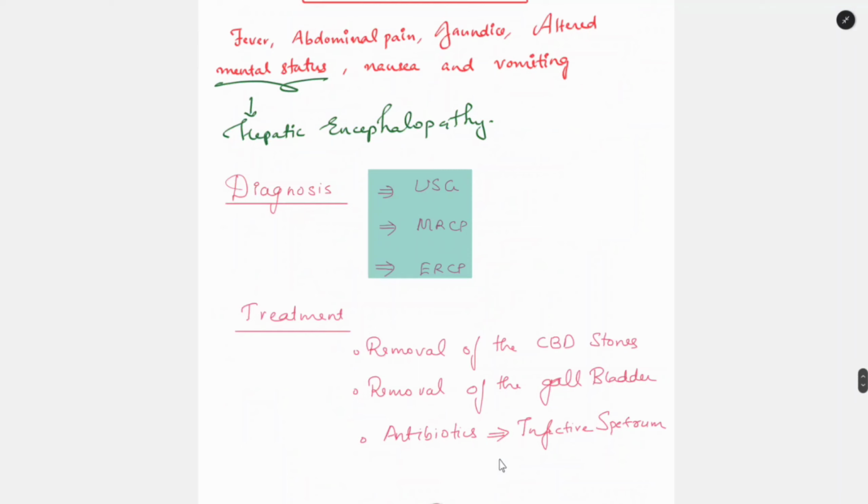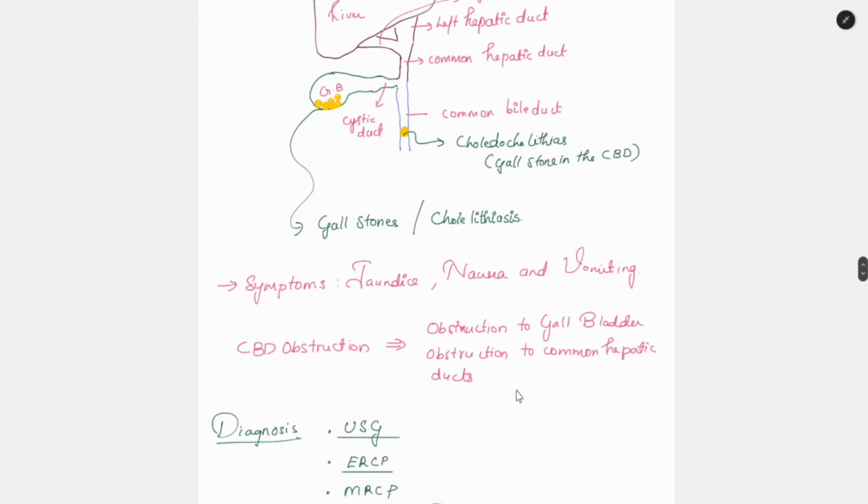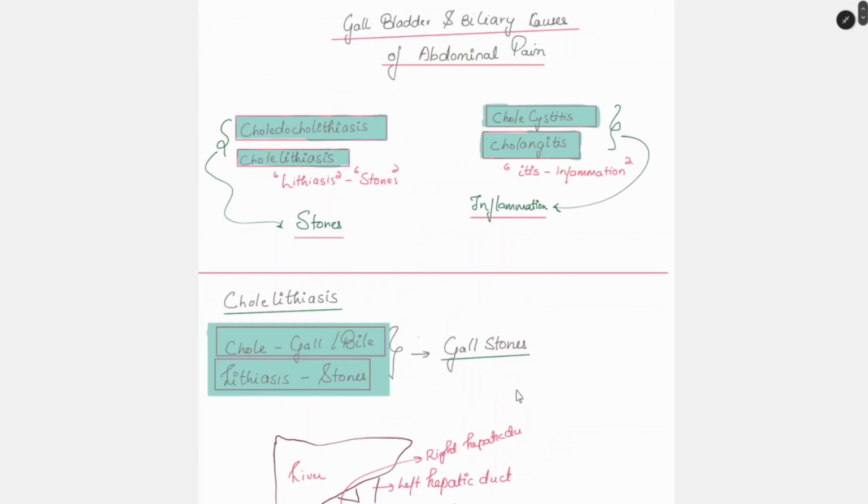What is the treatment? We should be removing the CBD stones which are obstructing the common bile duct, and we would be removing the gallbladder too, which is called a cholecystectomy, and administering antibiotics in patients with infective spectrum. So let me summarize the whole story again. We started by dividing the words into two. In the first group, we kept cholelithiasis and choledocholithiasis. Both of them are the presence of stones. And in the second part, we kept cholecystitis and cholangitis. Both of them are inflammation.